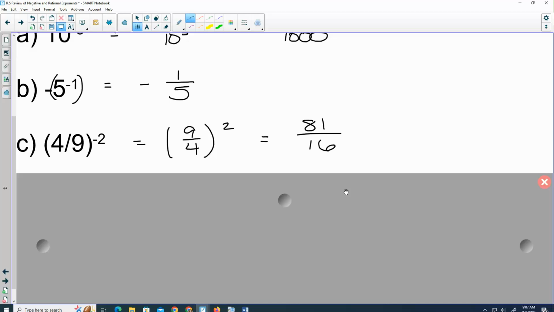You would definitely check to see if it could reduce at all. I don't think so. They're perfect squares, but they don't have any common factors, so we can't reduce it. We can only do it if they're both divisible by the same number.